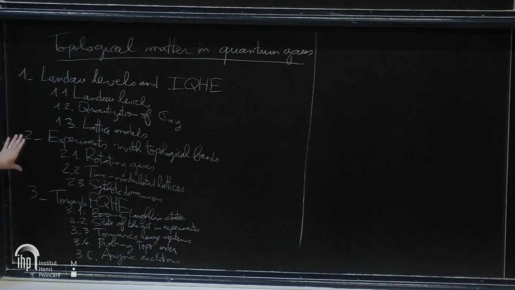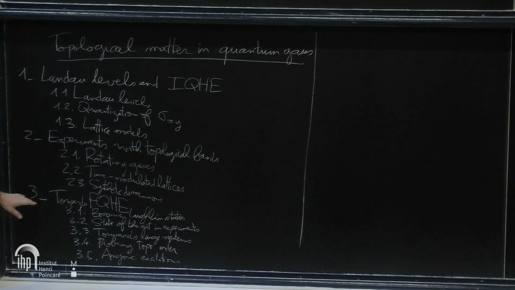In those systems, the experiments were focused on either non-interacting or weakly interacting systems. And I will switch at the end towards the regime of stronger interactions, where we expect systems analogous to those exhibiting a fractional quantum Hall effect. There, the experiments are much less advanced.